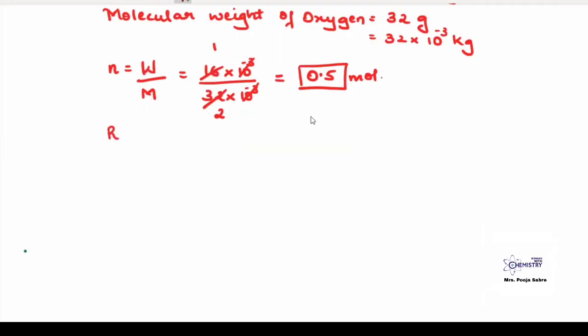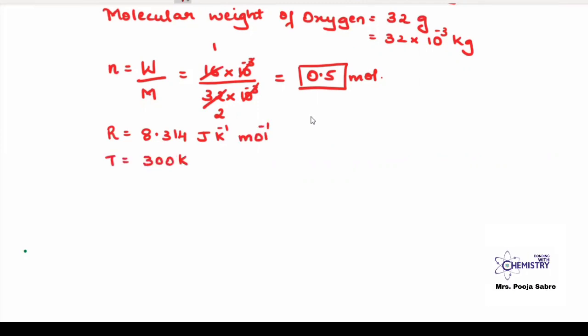We have been given the gas constant, that is 8.314 joule per Kelvin per mole. Next, the temperature we have been given is 300 Kelvin. Now given that the volume is doubled. If the volume is doubled, that means we can write that final volume is equal to double the initial volume, or twice the initial volume. So I can write this as V2 upon V1 is equal to 2.